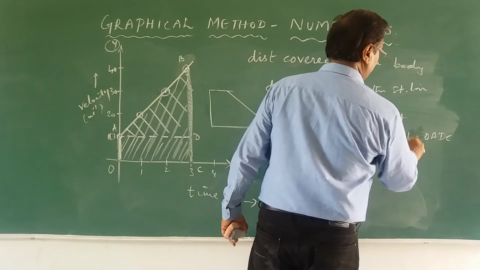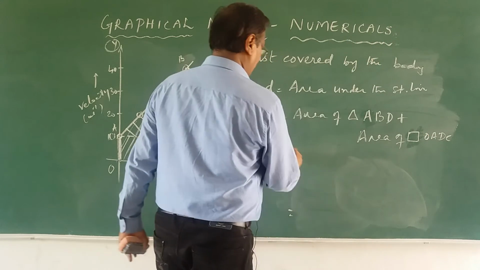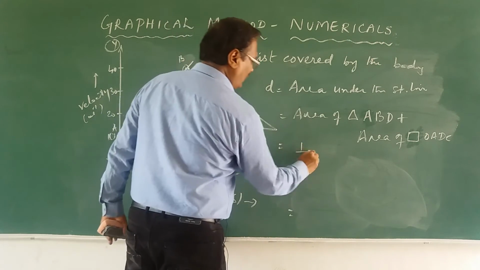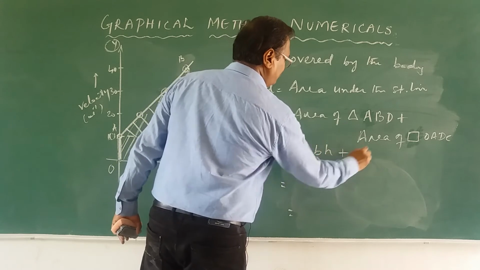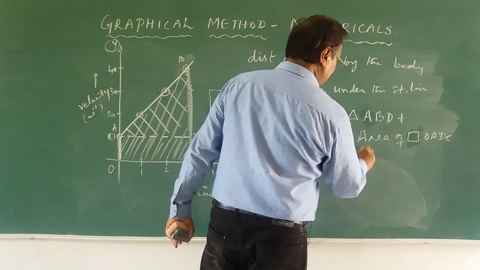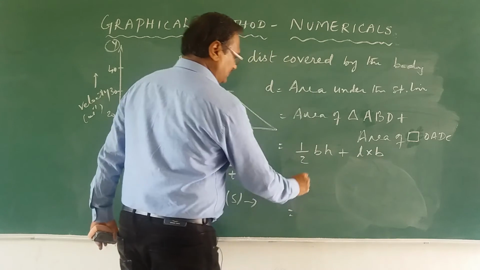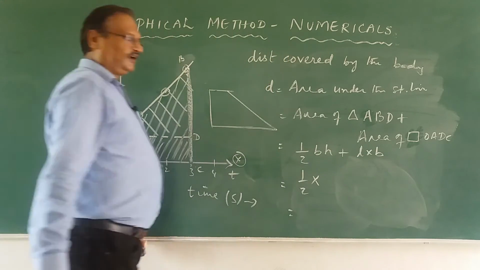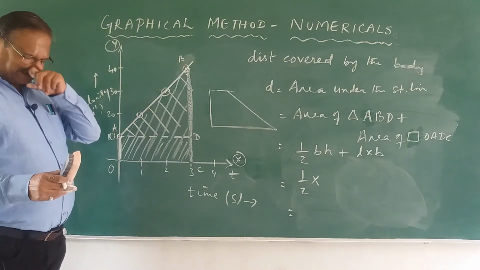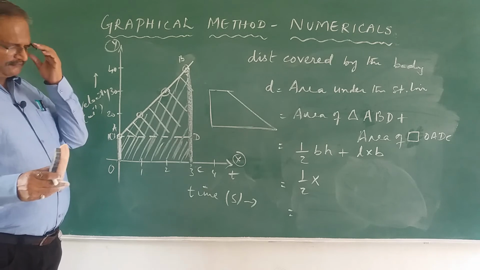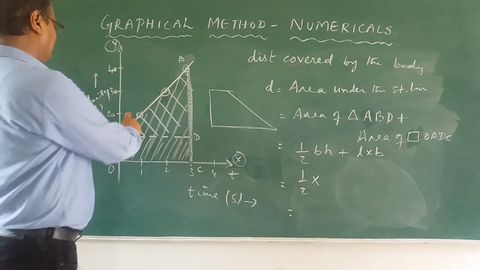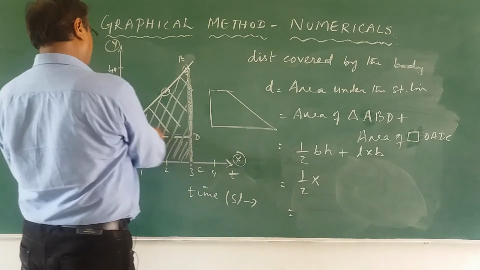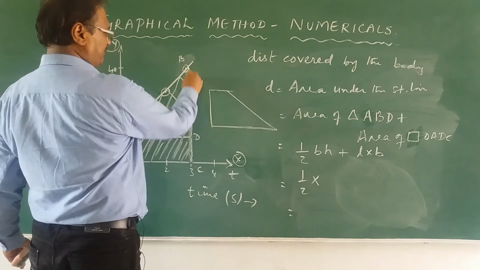Put it as a rectangle, right? Okay, that is equal to the area of the triangle, which is half into breadth into height, plus the area of the rectangle, which is length into breadth. What is the breadth into height? This is the triangle we have got, right? And this is the base, the breadth.